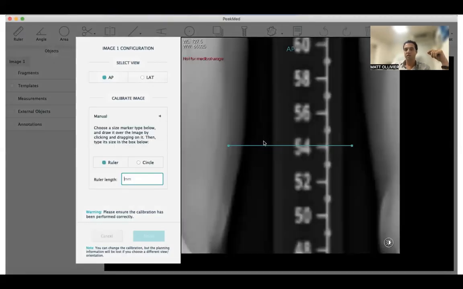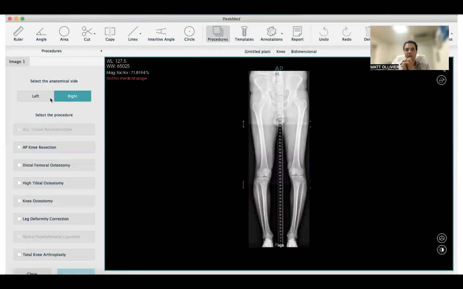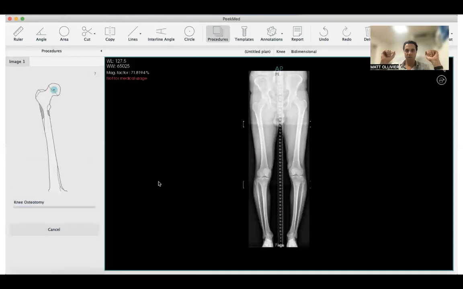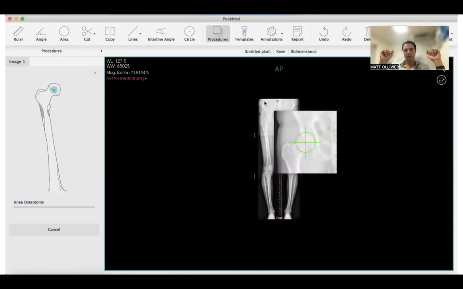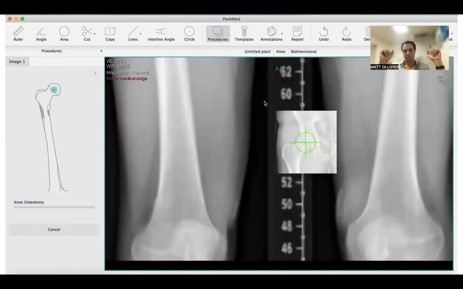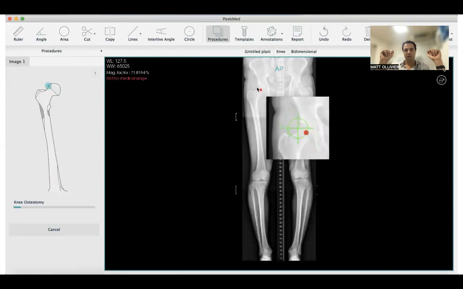If you don't know, this is PicMed, a software that I'm using every day from a Portuguese friend. You know that I'm calibrating the X-ray, very easy, 20 millimeter. Then the software asks me to do some corrections. I want to do a right or left knee osteotomy. I tell the system the kind of osteotomy I want to do, so it will decide for me. I just put some points: center of the femoral head, top of the femoral head, top of the greater trochanter.